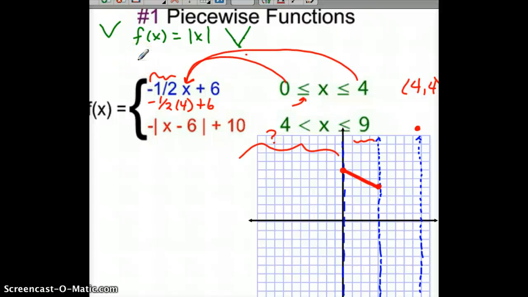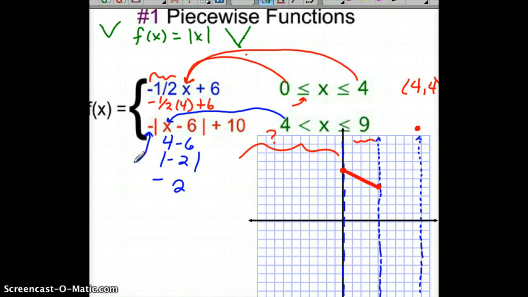All right, so my next one is that absolute value. And again, I'm going to see what happens on the fence. So I'm going to put a 4 in here. I'm going to have my 4 minus 6, my -2. I need to take the absolute value of it, which is 2, and then take a negative and add 10 to it. So when I put a 4 in there, I'm going to get an 8 out. So I go to 4, 8, and I put an open dot because it says I have to stay greater than 4. Now that means I can be 4.000001. So I can get right up to the fence. I just can't be on it.